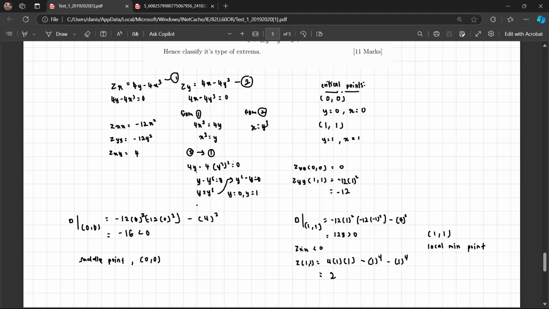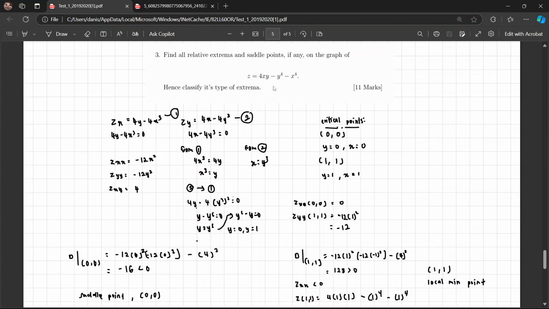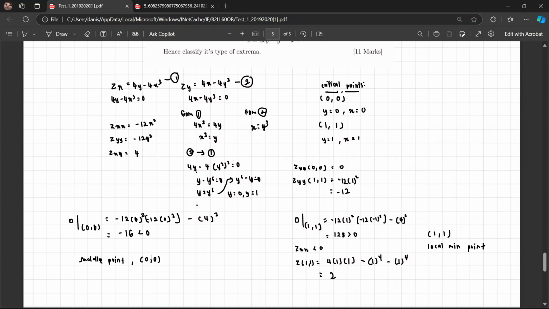And we know that zxx is less than 0. So we know that for (1, 1), it is a local max point. It's not a local min point. That was a typo. So for this equation, we have a local max point and also a saddle point.